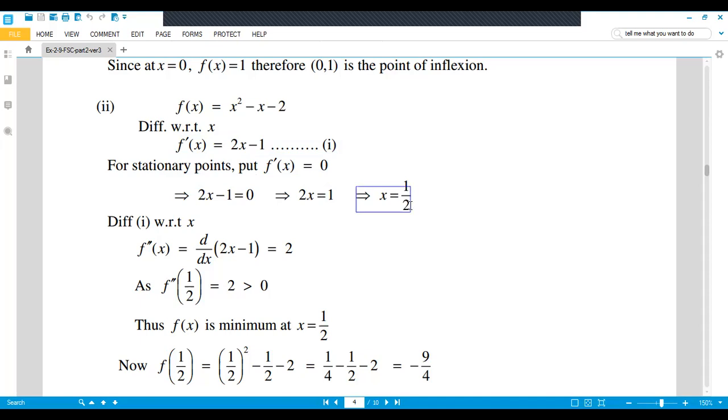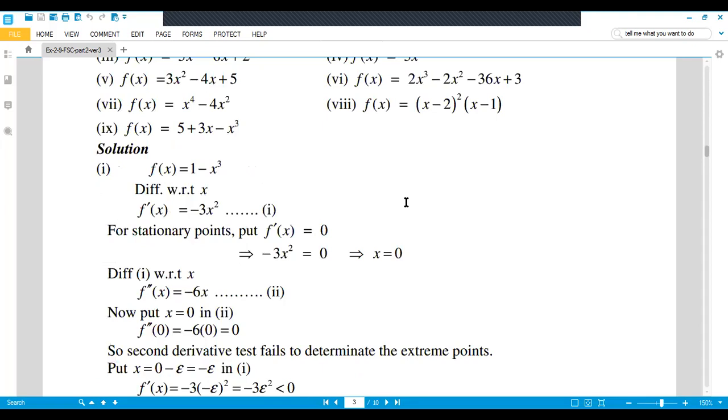So we get 1 over 2. For the stationary point, x is equal to 1 over 2. On this value, we have to find whether the function is minimum or maximum. If you check the first derivative, we get 0. That's why we didn't find any point which gives the extreme value.